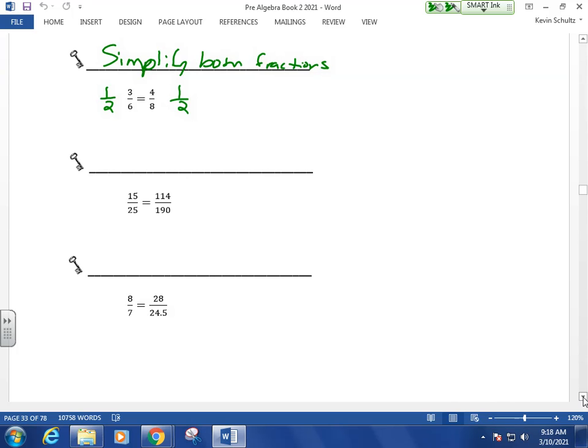Okay, simplify both fractions. 3/6 and 4/8 both simplify to be 1/2. Okay. Another method. Anyone know another method you can use to compare fractions and ensure they are equivalent?